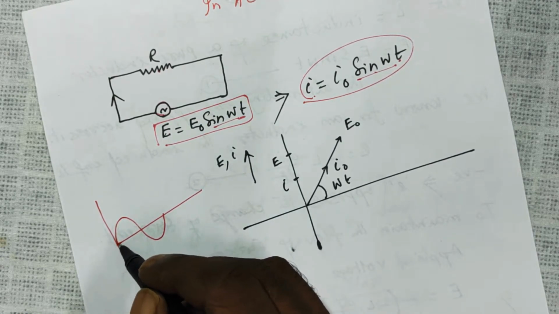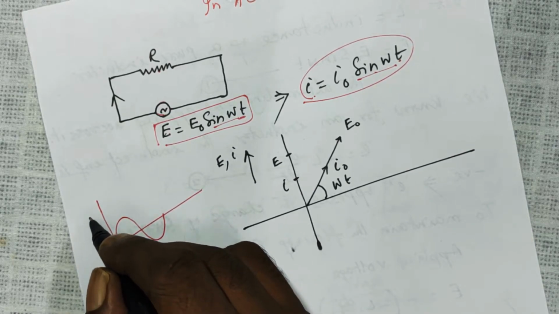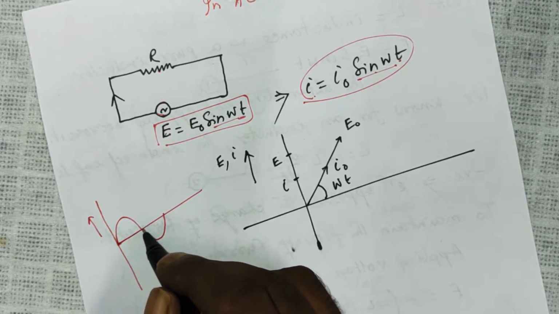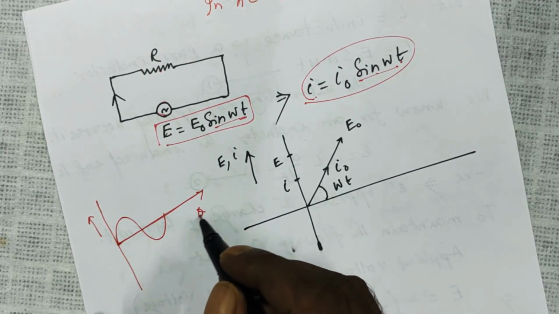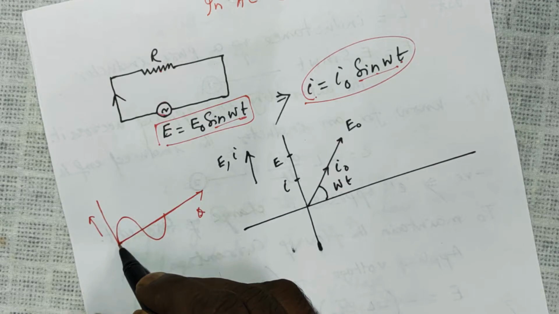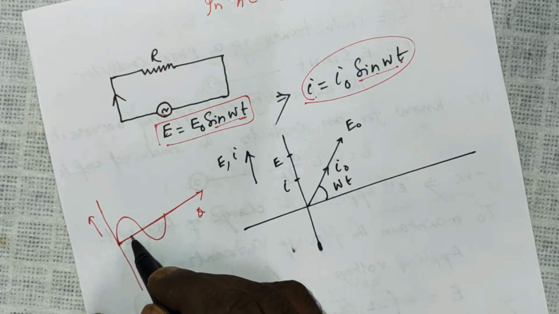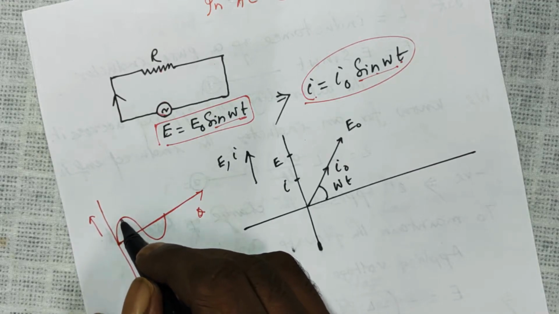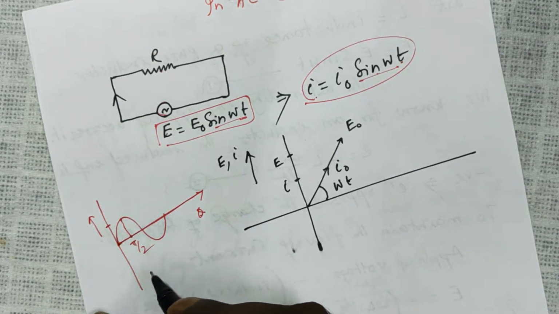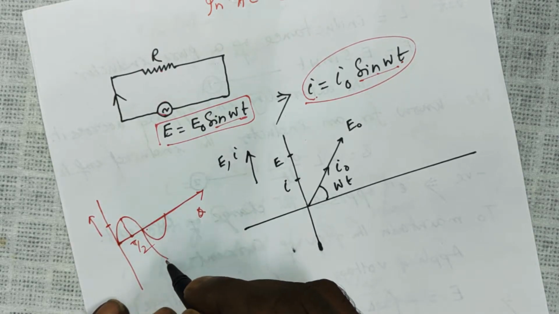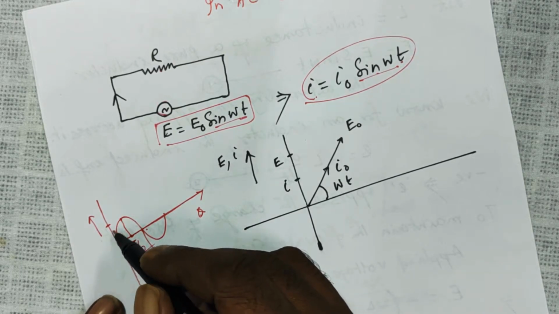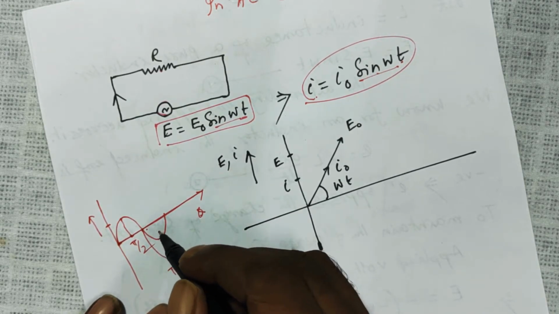Here, to this side is the value of sine, to this side is the angle theta. When theta is 0, sine 0 is 0. When theta is pi by 2, sine pi by 2, that is 90, that is maximum, that is 1. Then when it is pi, this point is pi, then the value of sine pi is also 0.